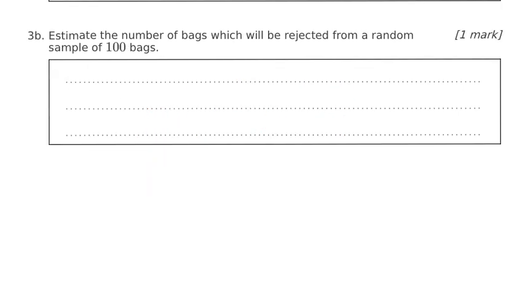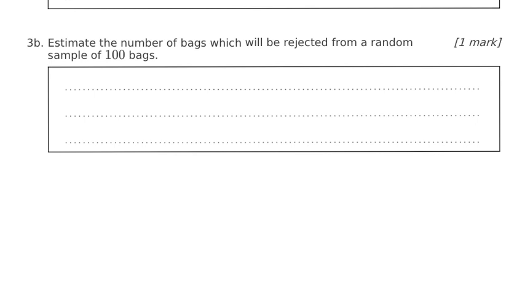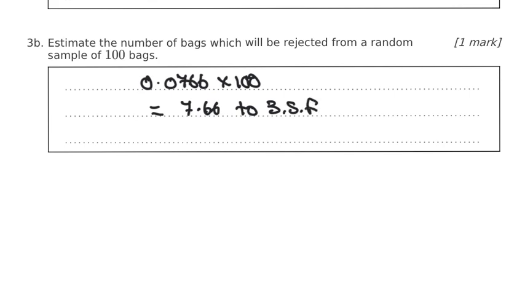3b. Estimate the number of bags which will be rejected from a random sample of 100 bags. So in order to find the estimated number, it's the probability, which is 0.0766 times 100, which will, when multiplied, be 7.66 to 3 significant figures.